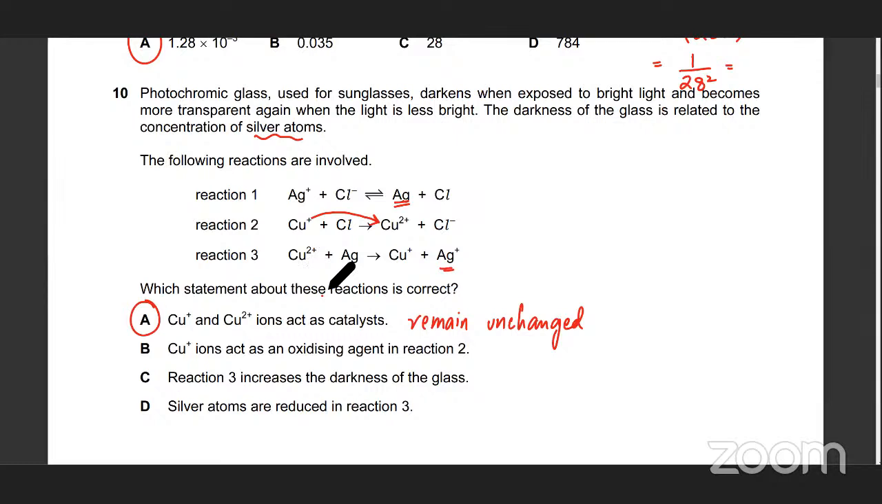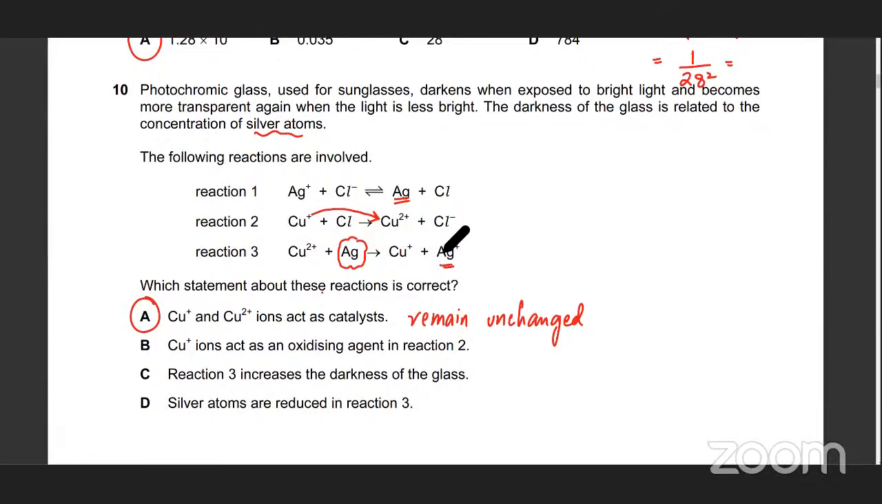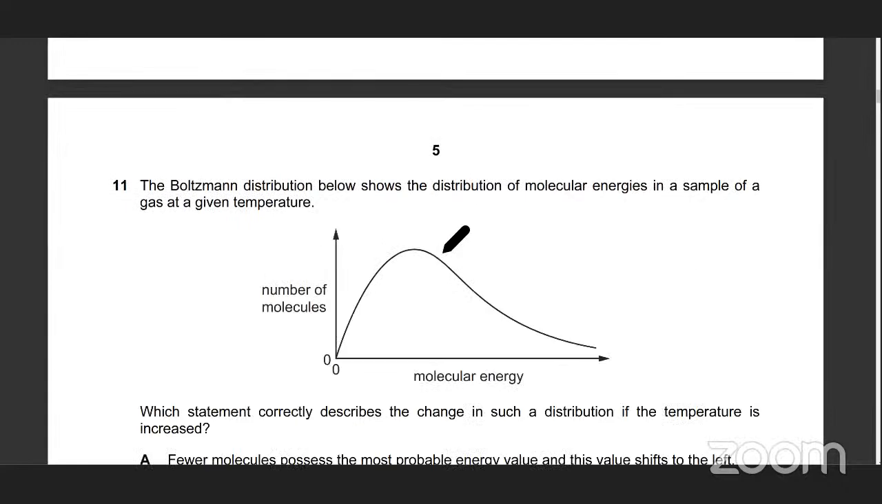If you look at reaction number 3, silver atoms are changing into silver ions. So the darkness would decrease actually, because silver is silverish, so that's going to block the sunlight. If the silver atoms are gone and they form ions, then the darkness would decrease, not increase. And silver atoms are reduced in reaction number 3, which is also incorrect because they're getting oxidized. An atom changes into an ion, so they are getting oxidized. So only A is correct.